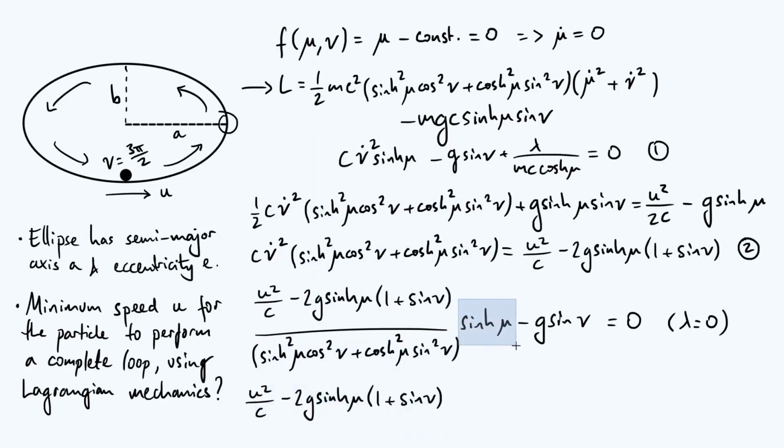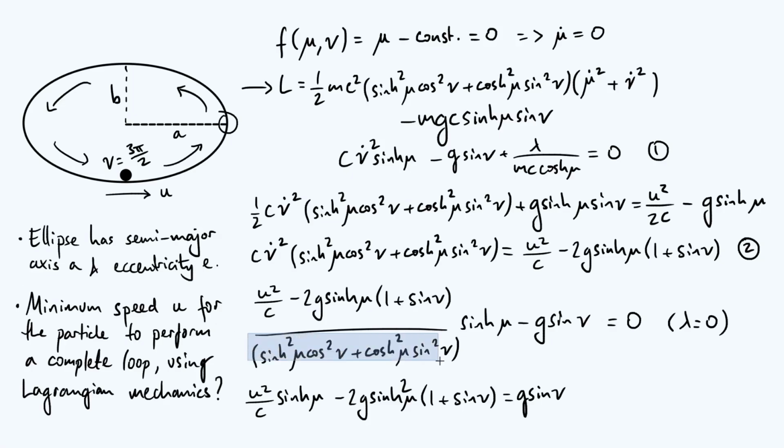Let's multiply out this sine mu as well. So I need to put a sine mu term next to the u squared over c. This sine mu here is going to be squared, so sine squared mu, because it's been multiplied by that sine mu over there. Let's also move the g sine nu onto the other side. So I'm going to get g equals g sine of nu, and then we multiplied everything by the denominator, so I have to copy all of this and put that on the right hand side.